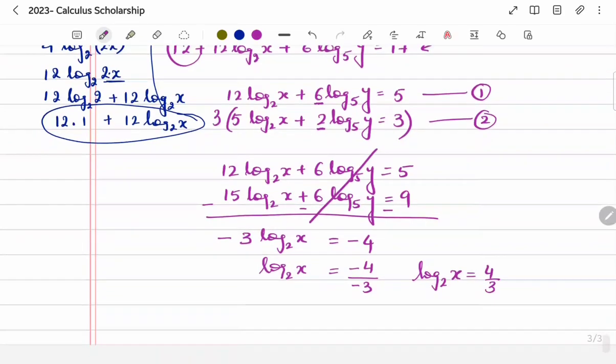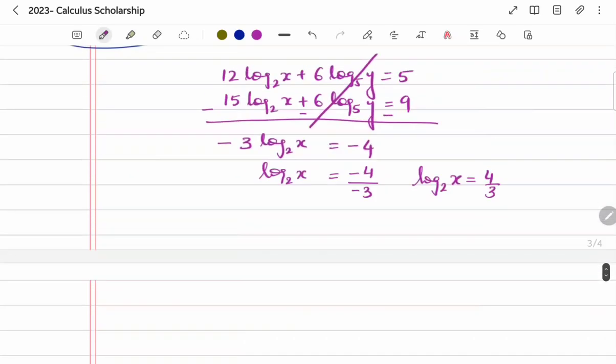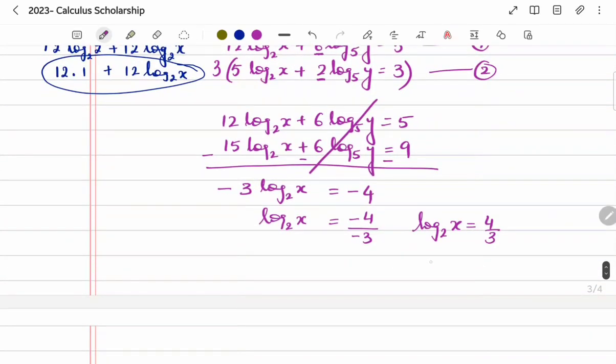Right? Now with the help of this, we can even find the value of x. So x is equal to 2, the base remains the same, and 4 over 3 is going to become the power. Right? So that is the value of x.